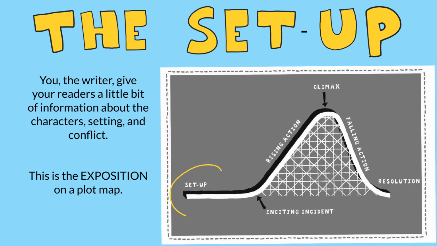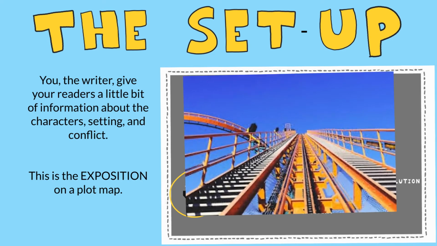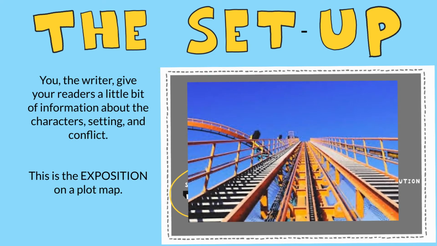So to begin with the setup, we're going to take a look at what happens at this part in the story. This is where you, the writer, give your readers a little bit of information about the characters, setting, and conflict. This is the exposition on the plot map. Think of it as something like this, where you're just getting ready to start up that hill. You're excited, you're learning a little bit about this roller coaster, you're looking ahead to what comes next.